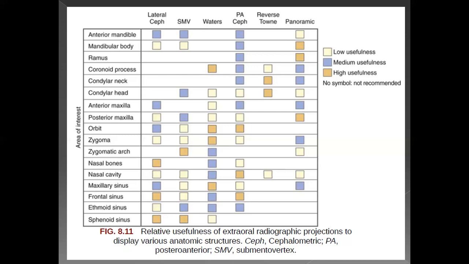And which X-ray should that be? That should be the reverse Towns view. All right. So the other structures are mid-face structures, so I won't be commenting on that since we were just talking about mandibular X-rays for today.